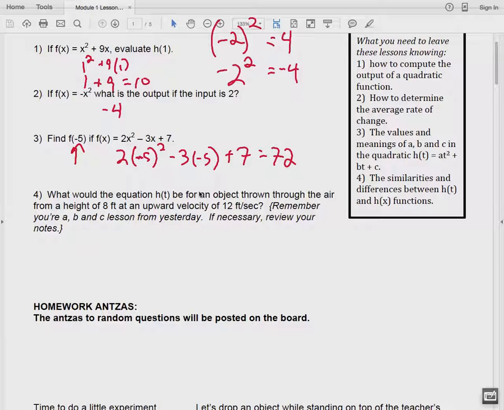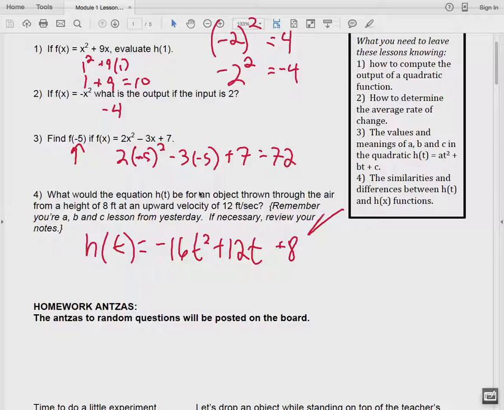Okay, what would the equation be for an object thrown through the air from a height of 8 feet? It's feet, so it's the English system. Upward velocity of 12, h of t equals -16t squared plus 12t, from a height of 8 feet, plus 8. Okay?